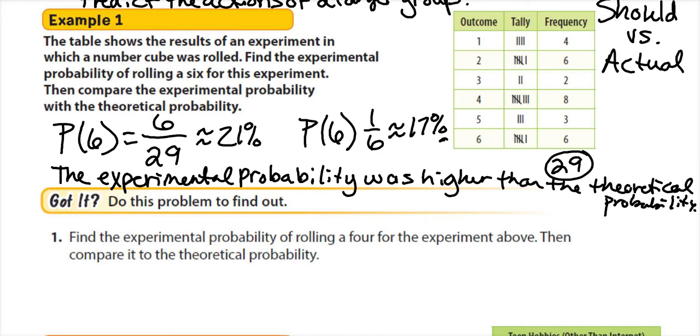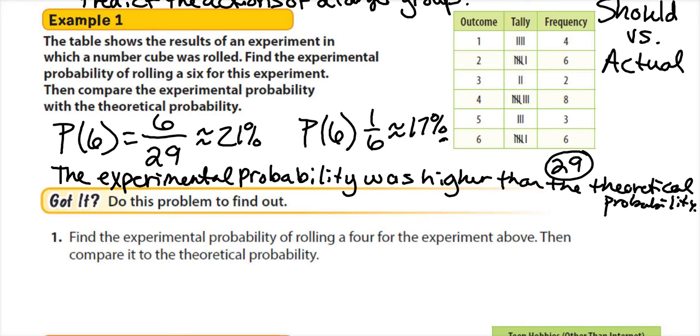Alrighty then. Okay, so we have the experimental probability was higher than the theoretical probability. So what you'll do is you'll find what happened in the experiment versus what should have actually happened. So it's should versus actual. What actually happened was 21%, but what should have happened was 17%. And then we're going to compare those. So you either say this one was higher than this one or this one was lower than this one. You can do it either way.